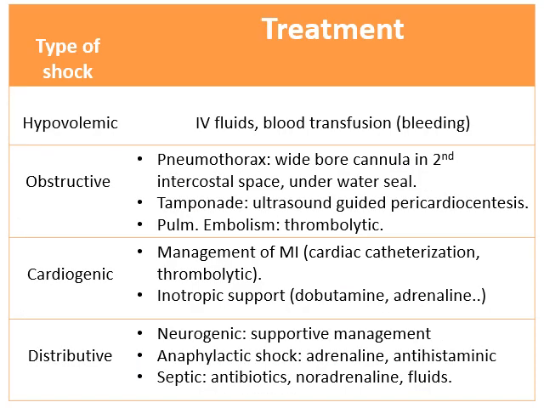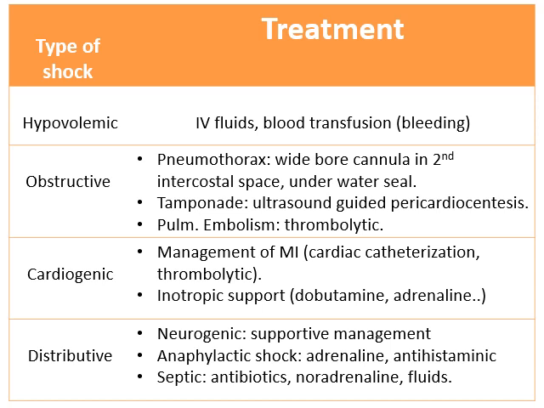After you diagnose the cause of shock, you must start the treatment. For example, hypovolemia: give IV fluid or blood according to the cause of hypovolemia. Obstructive shock: pneumothorax can be easily treated by a wide bore cannula inserted in the second intercostal space, then underwater seal. Tamponade can be easily treated by ultrasound guided pericardiocentesis. Pulmonary embolism is treated by thrombolytic by specialized doctors.